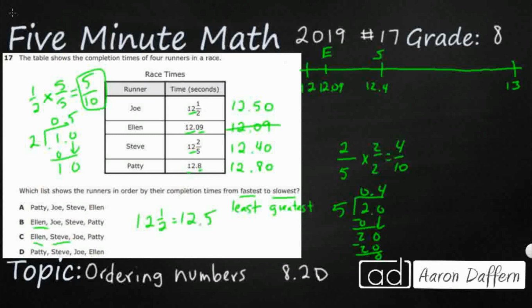Then my 12.5 right in the middle. That's Joe. Okay, that's looking good. And then my Patty is going to be closer to 13. That's 12.8, and that is going to be P. All right, so it does look like I've got my list from least to greatest, and that's going to be C.